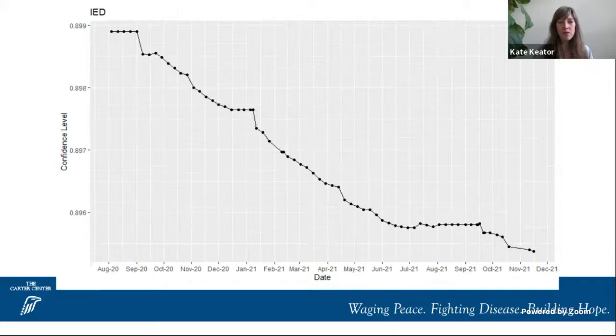But if you take a look at now our IED confidence interval, or improvised explosive devices, you can see that it's been decreasing over time, and it kind of jumps down a bit in January when we retrained it and continues to decrease. Again, very tiny decreases.